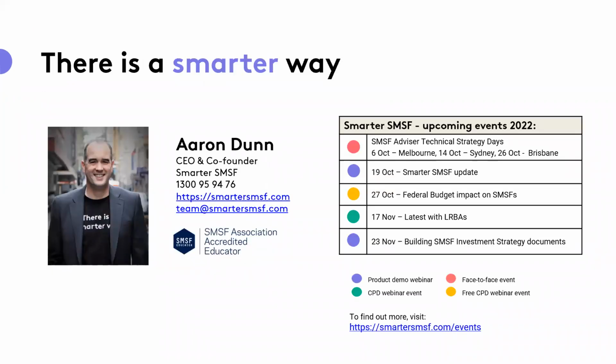In terms of what else is coming up, one thing to note, if you do want to find out more about some of these projects that we're working on, on the 19th of October, we are now going to be running a quarterly Smarter SMSF update. It's an opportunity for you to hear about what we're working on. Our pension document is just one of many projects that our team are frantically working through, and this is an opportunity for us to share that information with you. So if you do want to find out more, go on to our events page, smartersmsf.com/events, and register yourself for that particular session.